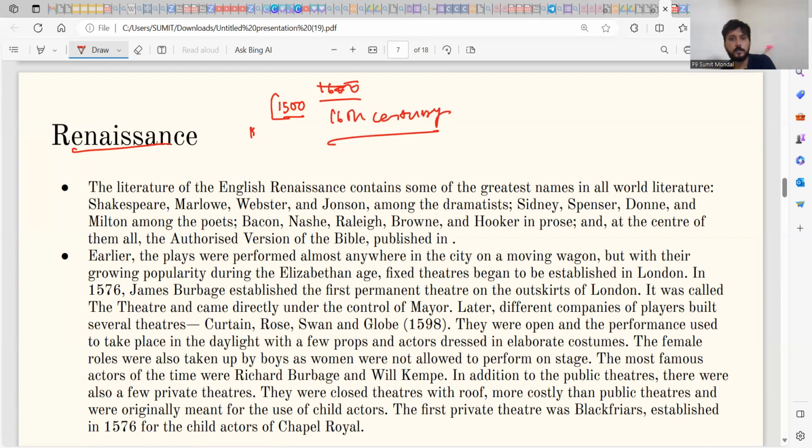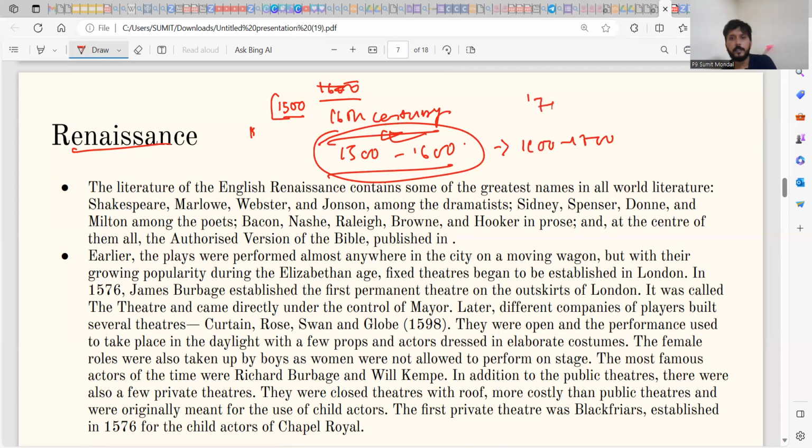16th century मतलब 1500 to 1600. Don't be confused. 16th century मतलब 1500 to 1600, and then 1600 to 1700, 17th century, इसमें age of reason वगैरह आ गया. But this time is very important for the development of Renaissance. Okay, across Europe and obviously in England, particularly English Renaissance has been developed.